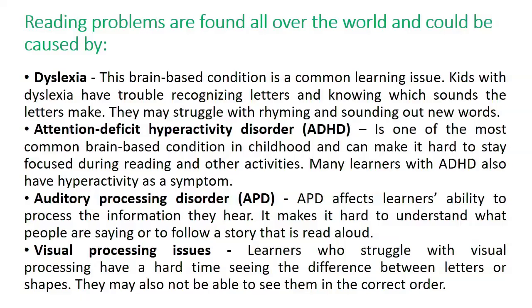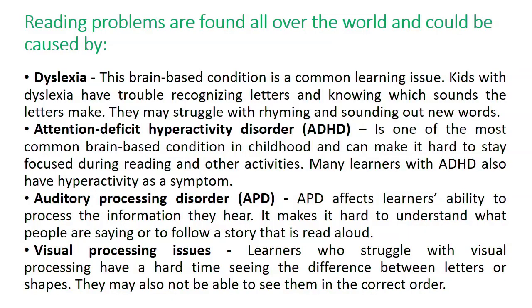Then we have our auditory processing disorder. So this is where the child hears something, but they cannot make sense of exactly what they are hearing, which makes it very difficult to follow instructions especially. And then you have your visual processing issues, whereby there's a bit of a disconnect between what the eye sees and how the brain then interprets it. So they might struggle to see differences between letters like a B and a D or a P. It might all just at first seem the same.